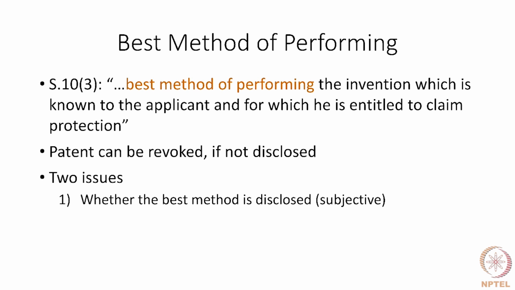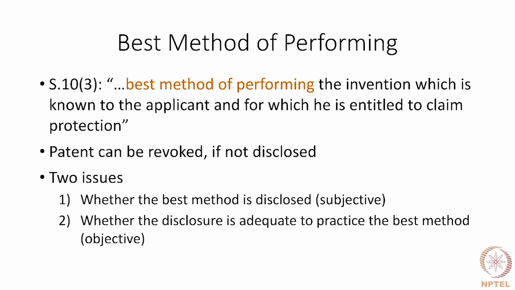This is subjective because you will have to see whether there has been a disclosure at all. The second requirement is there is a disclosure, whether the disclosure is adequate to practice the best method. The first instance was to see whether there is a disclosure at all. In the second case, the disclosure is there. Will that disclosure qualify as a best method?